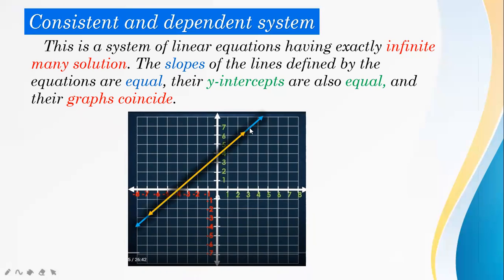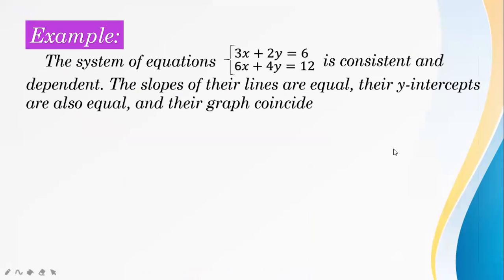So, kumbaga yung isang line at saka yung isang line, magkasama sila. So, the points on this line are both the solution. So, therefore, we have infinitely many solutions. So, lahat ng solution dito, kamukha lang yung solution ng isang graph kasi magkasama sila. Okay? So, infinitely many solutions. Then we have the example.